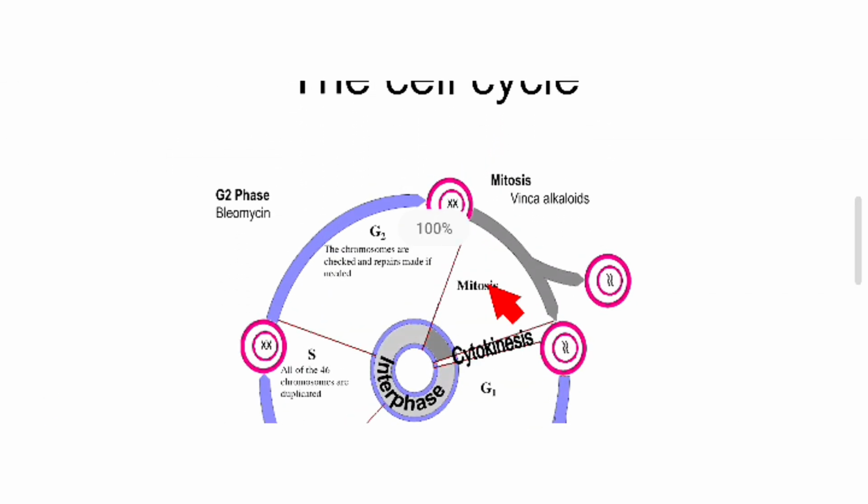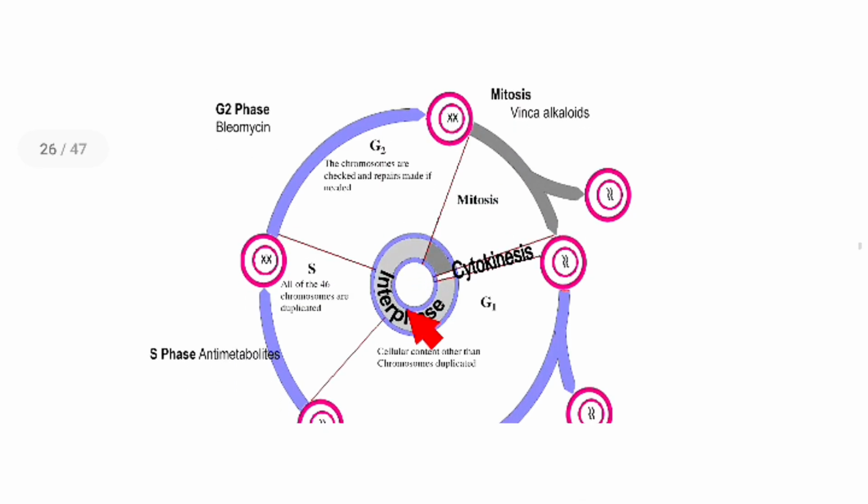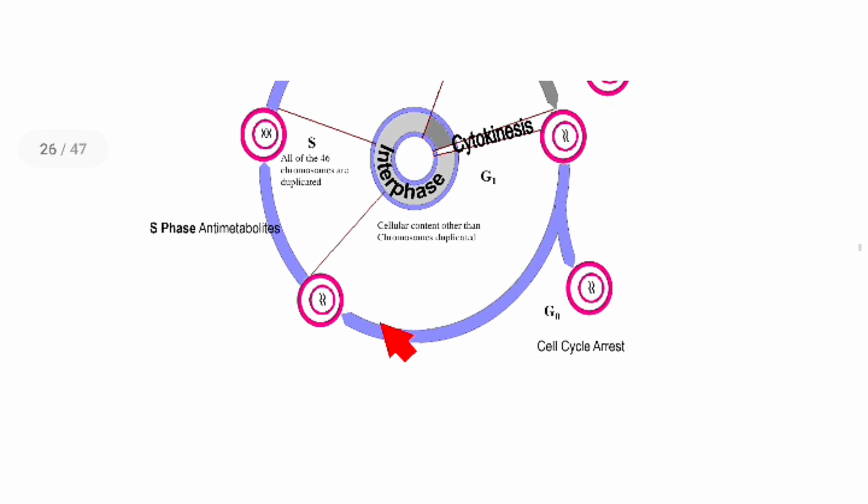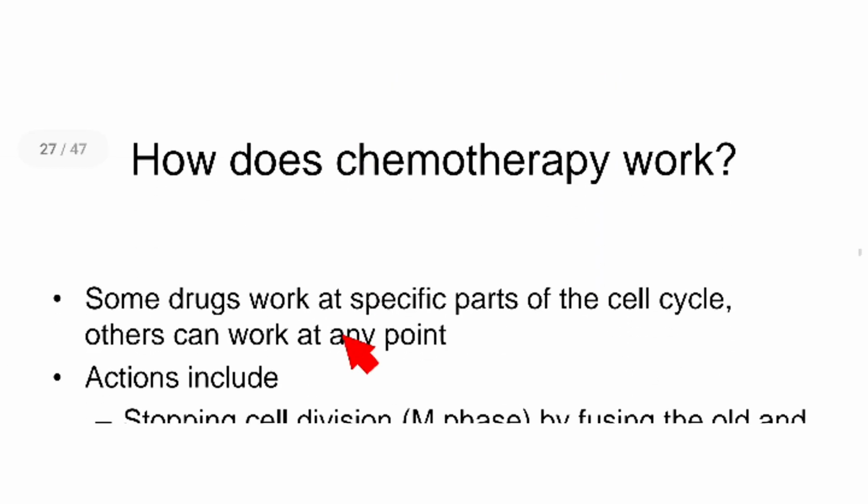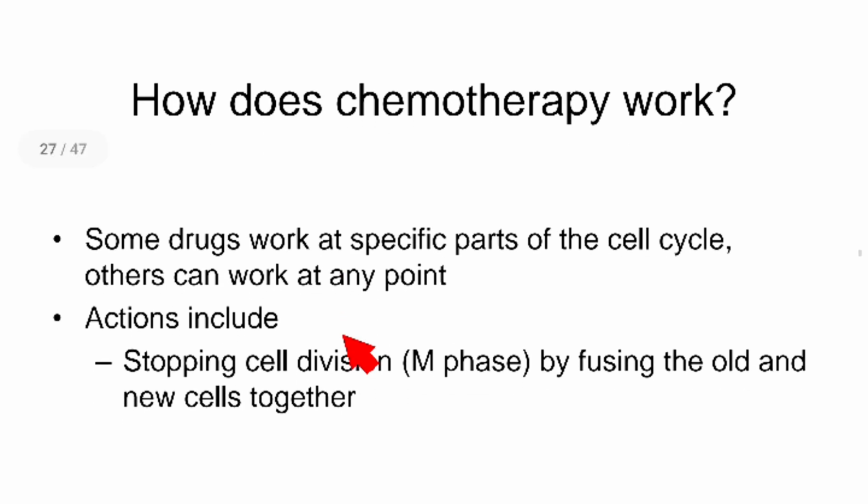In this picture it is very clear. You can see G2 phase and mitosis, multiplication of cells, cell cycle arrest process in the case of chemotherapy. How does chemotherapy work? Some drugs work at a specific part of the cell cycle. Others can work at any point.